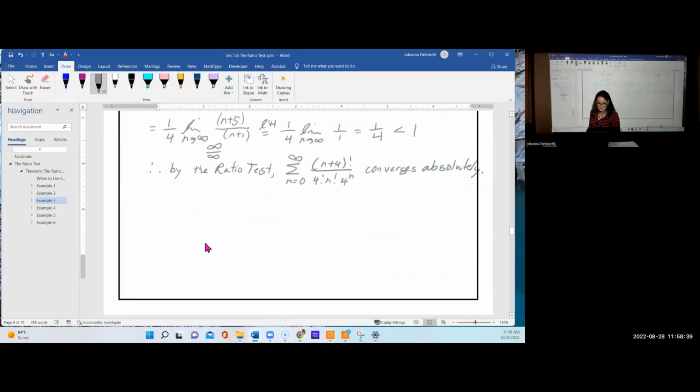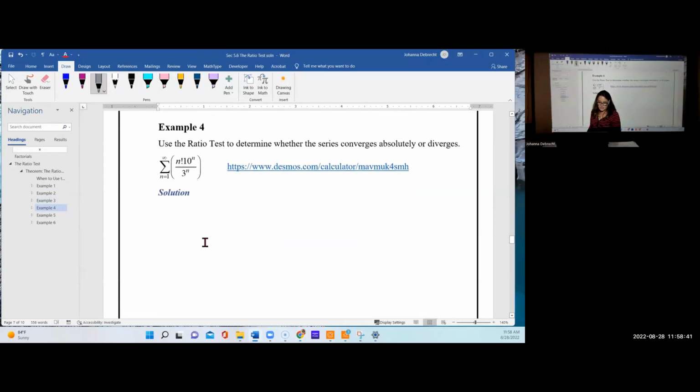Okay, let's take a look at another example. This one is n factorial over 10 to the n over 3 to the n. So again, we're going to do this wrong first, and we're going to go ahead and look at the ratio test first, and then we'll look at the divergence test, and we're going to see what happens. Or I guess we should do the divergence test first. Let's go ahead and look at the divergence test. All right, so when we're looking at this one right here, use the ratio test to determine whether or not it converges. If we look at the divergence test, what is this giving us?